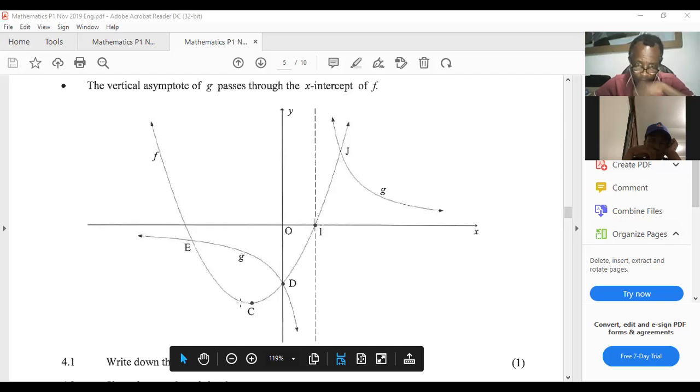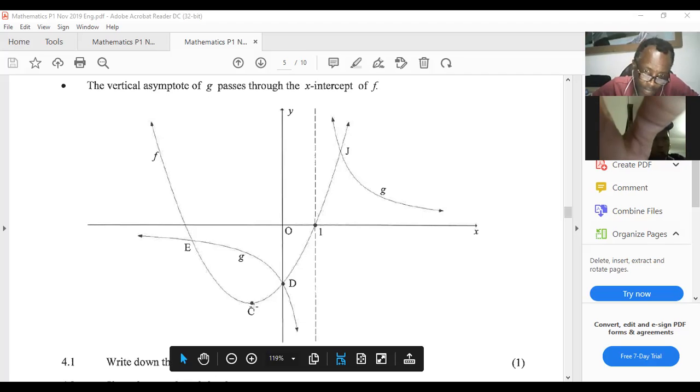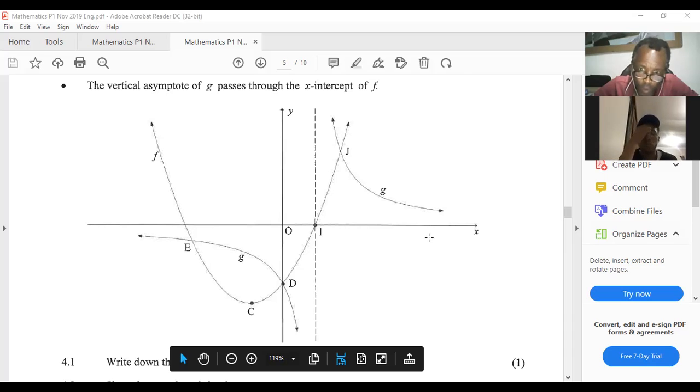Now, the range of this graph is from point C, the y value of point C, up to positive infinity. That means you have to get the minimum value, then up to positive infinity. So y is an element of a square bracket, then up to positive infinity, then a close bracket, not a square bracket.